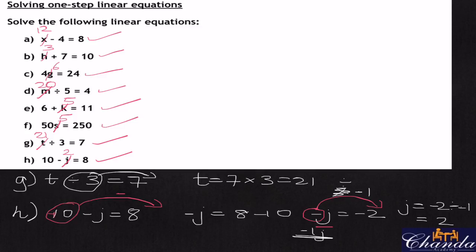So folks, that brings us to the end of this lecture. As you can see, these are fairly straightforward one-step linear equations. That's the easiest form of linear equations that you'll get. In the next lecture, we'll have a look at 2-step linear equations, very similar to 10 minus j equals 8.